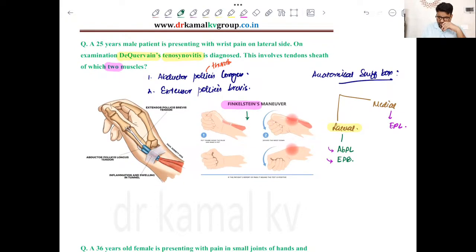You can see the thumb is clenched between the fingers, and then we give a sudden jerk, an ulnar flexion kind of jerk at the wrist. This will cause severe pain over the site of inflamed tendons. So this is De Quervain's tenosynovitis involving the abductor pollicis longus and extensor pollicis brevis, and this is the Finkelstein's test, which is done clinically to diagnose De Quervain's tenosynovitis, right?